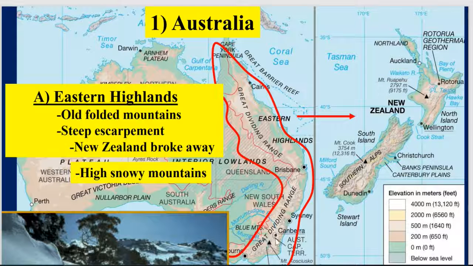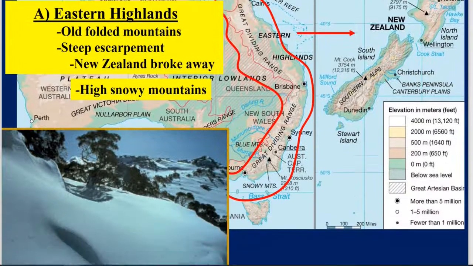This is perceived to be when New Zealand actually broke away from Australia a couple of million years ago. These mountains are high, snowy mountains. But this coastal land is very, very good for agriculture, and this is one of the most densely populated portions of the continent, as a country.